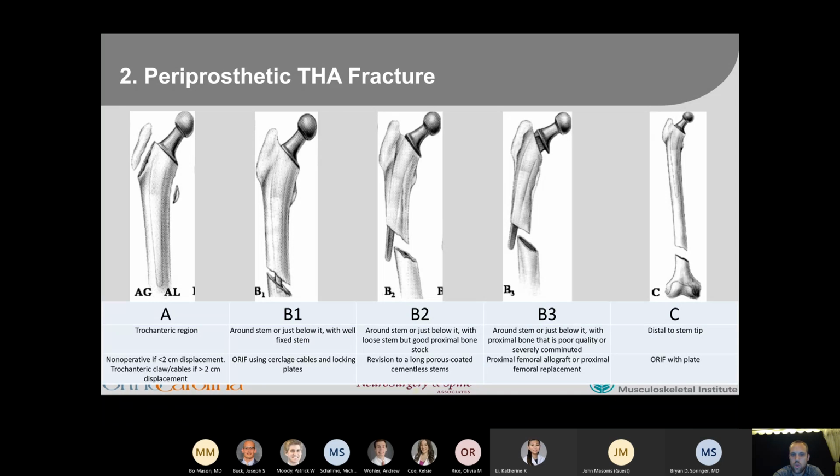A B1 fracture is around the stem or just below it with a well-fixed stem. So you're just going to fix the fracture around the stem. You're going to leave it in place. B2 is the most common thing that you're going to see on the test, which is the same thing, but the stem is loose. Stem is loose and you have good bone stock, so you're able to get a new stem in, but the current stem is not going to be stable enough once the fracture is fixed. And here the correct answer will be revision to a long porous-coated cementless stem with fixation of the fracture.